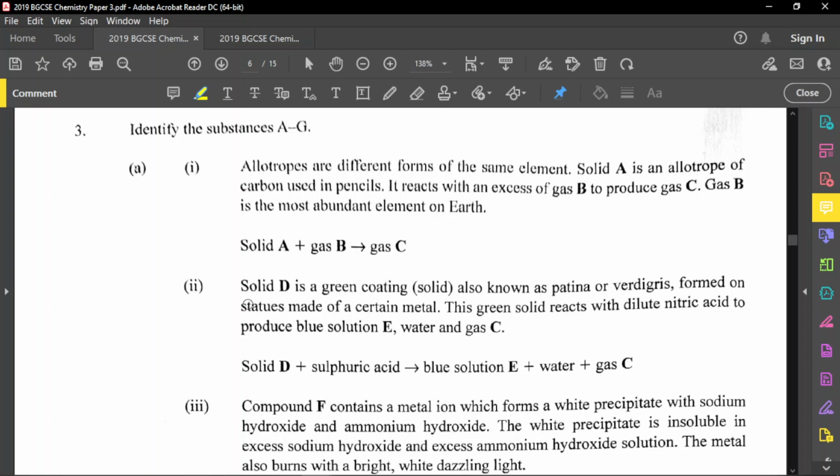Now for part 2 here, solid D is a green coating solid, also known as patina or verdigris. And once this is formed, it's on statues made of a certain metal. This green solid reacts with dilute nitric acid to produce blue solution E. So you're going to remember now that solid D will react with nitric acid to produce a blue solution E, water and gas C.